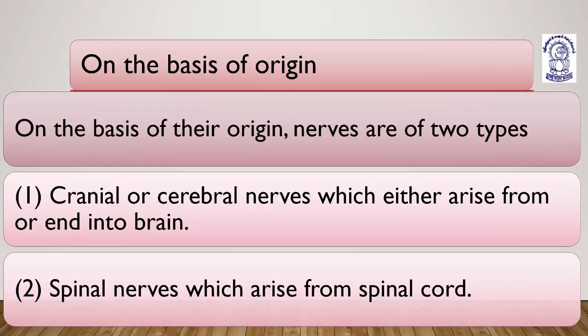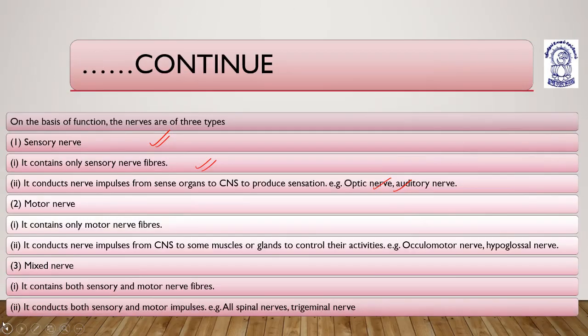On the basis of origin, nerves are of two types: cranial nerves, which either arise from or end in the brain, and spinal nerves, which arise from the spinal cord. Either origin is there or innervation is there. Origin means start, and innervation means ending. On the basis of function, they are of three types: sensory nerves, motor nerves, and mixed nerves.